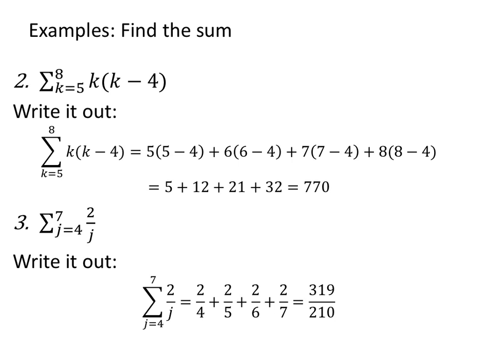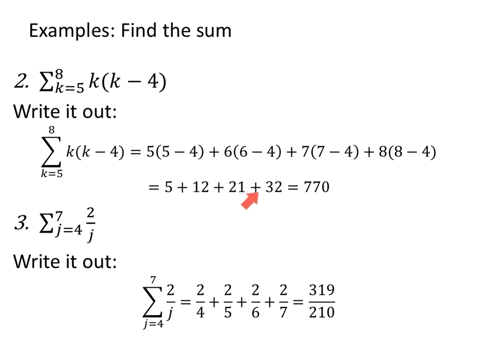Example 2 now. The sum from k equals 5 to 8 of k times k minus 4. If I were to write it out, this would be 5 times 5 minus 4 plus 6 times 6 minus 4 plus 7 times 7 minus 4 plus 8 times 8 minus 4, right? Starting with 5, ending at 8, this formula.